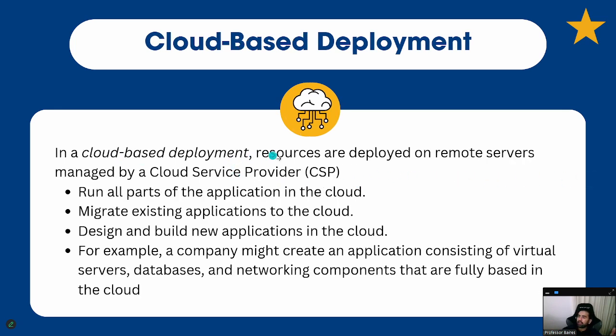And then, of course, you have cloud-based deployment, right? So everything's on the remote servers. Amazon's going to have its data centers all over the world. So all parts of your app are going to run in the cloud. You can migrate your current apps into the cloud. Maybe you're developing an app, you're ready to deploy it, so you're going to migrate it to the cloud. You can design and build new applications in the cloud directly as well.